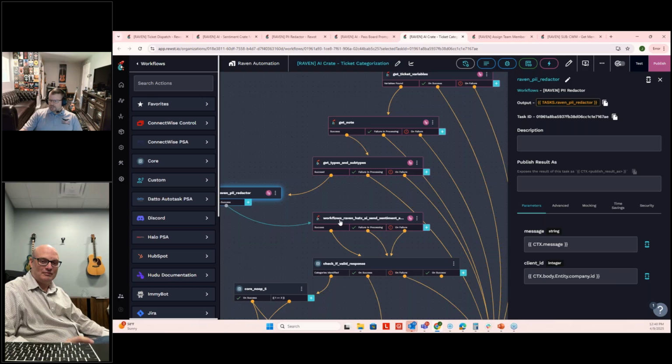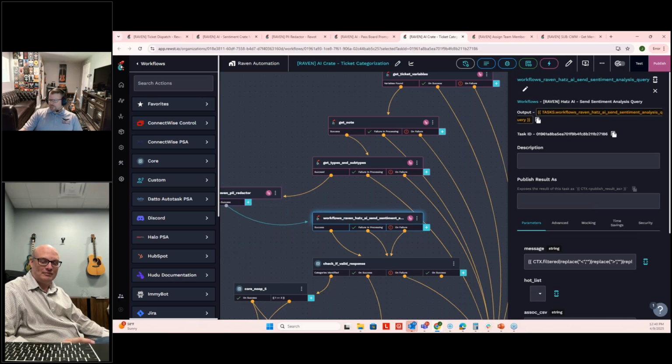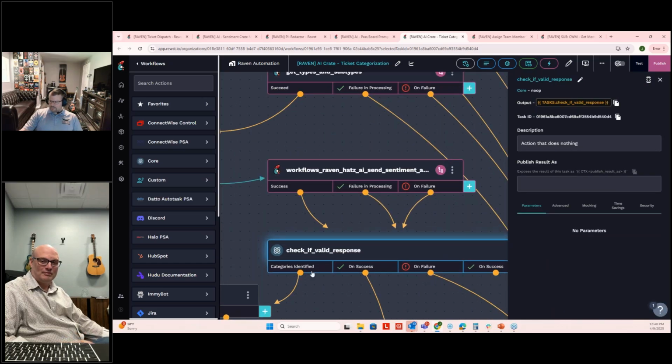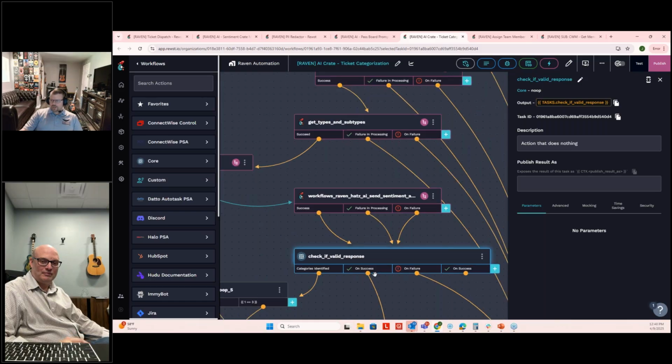model. Here, we're actually using HATS AI in this case, but we're sending a sentiment analysis query based on that ticket note so that we can determine the priority for that ticket based on the sentiment analysis. We verify our response. If our categories are identified, great, let's update our categories. If they're not, we have some handling in place to accommodate that.